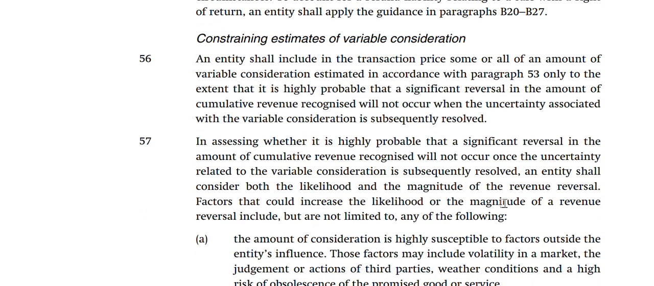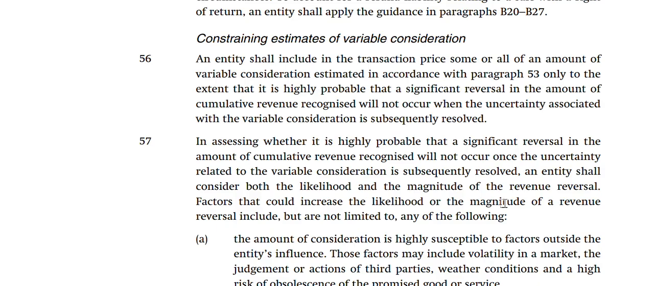Constraining estimates of variable consideration. So we're still looking at variable consideration. An entity shall include in the transaction price some or all of the amount of variable consideration estimated in accordance with paragraph 53, only to the extent that it is highly probable that a significant reversal in the amount of cumulative revenue recognized will not occur when the uncertainty associated with the variable consideration is subsequently resolved. Paragraph 57. In assessing whether it is highly probable that a significant reversal in the amount of cumulative revenue recognized will not occur once the uncertainty related to variable consideration is subsequently resolved, an entity shall consider both the likelihood and the magnitude of the revenue reversal.